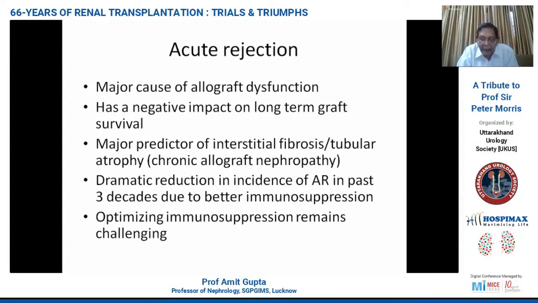There has been a dramatic reduction in the incidence of acute rejection over the past 3 decades, essentially due to better immunosuppression, and therefore optimizing immunosuppression remains extremely challenging. And it is the major predictor for interstitial fibrosis and tubular atrophy.